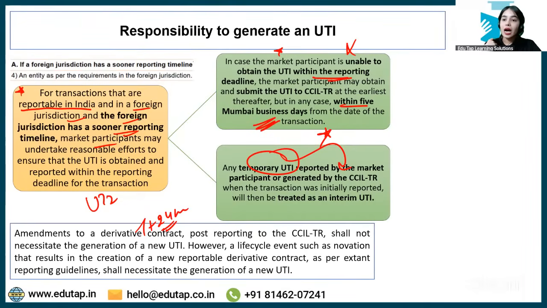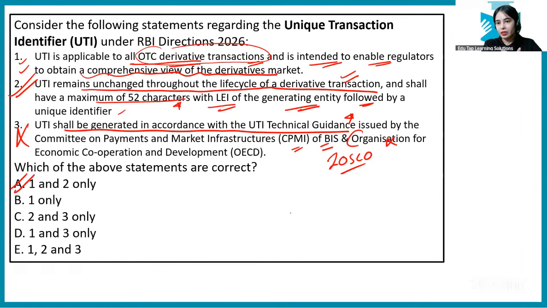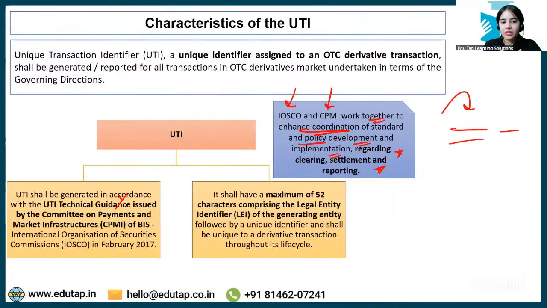See, it is not our UTI. The UTI is as per the global standards. It is not our UTI. It is the UTI as per the global standards. So everywhere around the world, the UTI is of 52 characters only, with the LEI of the generating entity and then the unique identifier. It's global.